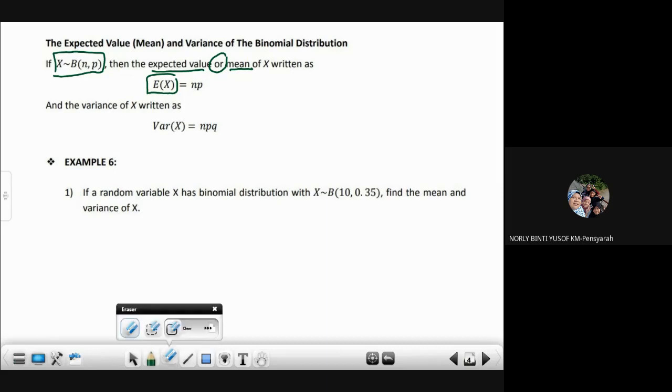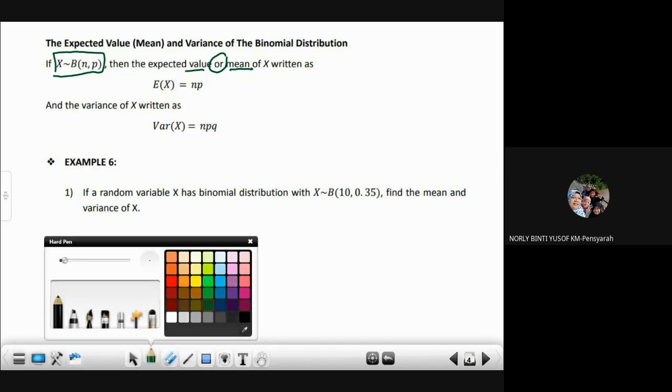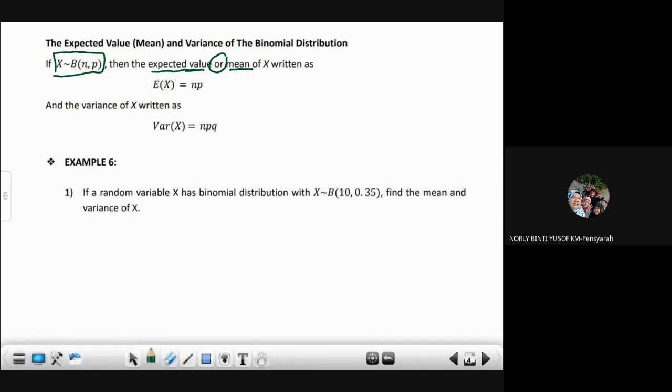Ini sebenarnya pun ada dekat AMAT. Untuk tajuk binomial lah. For those yang ambil AMAT. Kalau yang tak ambil AMAT, benda ni barulah first time you jumpa. NP. Kalau nak cari variance. So variance dalam binomial distribution adalah NPQ. Dia darab dengan probability of success dengan non-success dengan dia punya parameter N. So ini formula dia rasa tak ada dalam list formula. So kena tahulah for binomial, mean and variance.